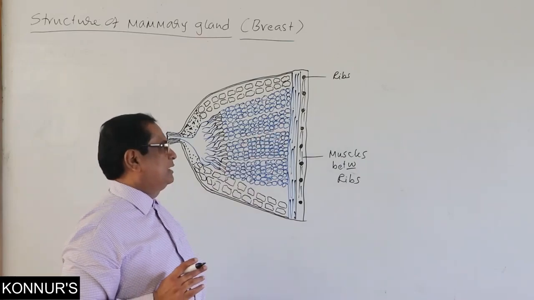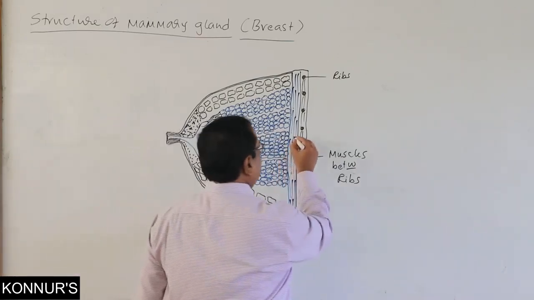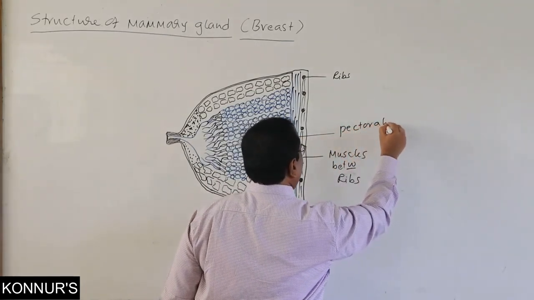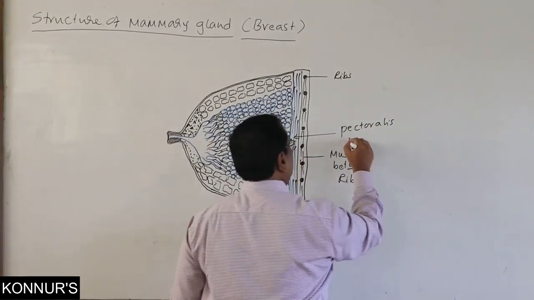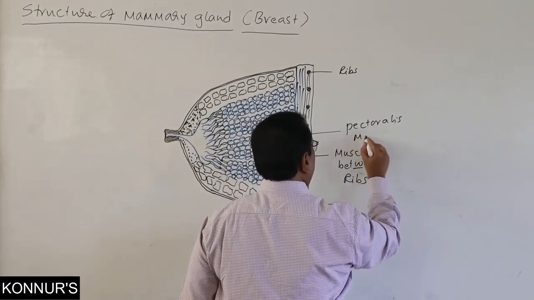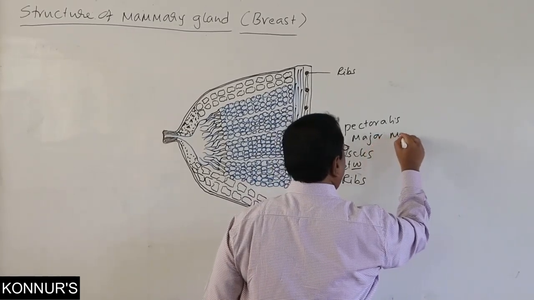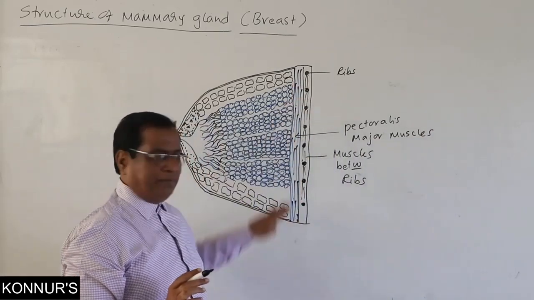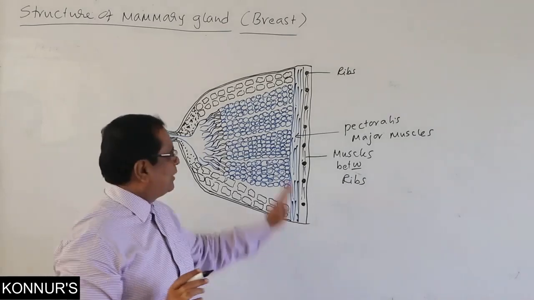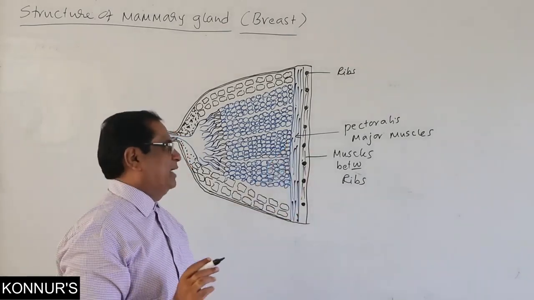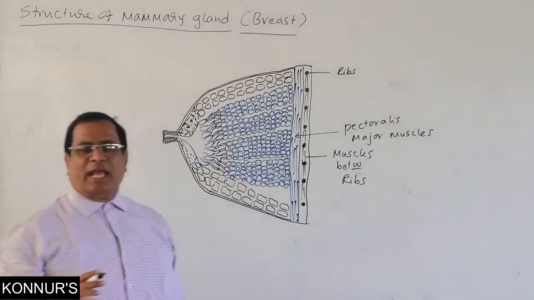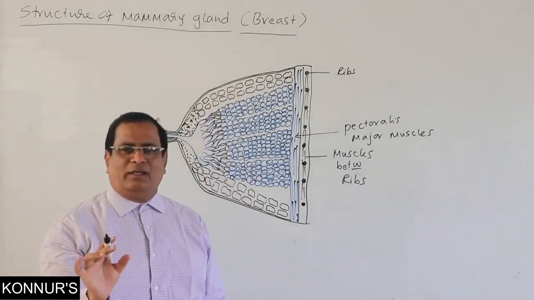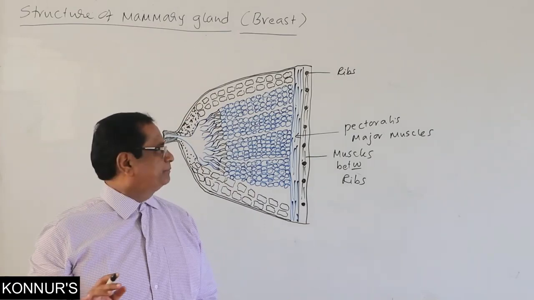And next to these ribs, there is a muscular layer. This is named as pectoralis major muscles. Next to ribs, there is a muscular layer. That muscular layer is named as pectoralis major muscles. And mammary glands, they are functional only in females.